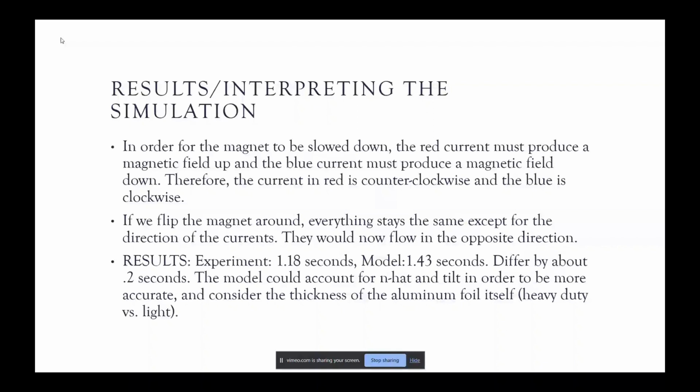The result of the experiment was that the magnet fell through it in 1.18 seconds, and in the model, the magnet passed through it in 1.43 seconds. They differ by about 0.2 seconds. The model could account for the tilt of the magnet in order to be more accurate, and it could also consider the thickness of the aluminum foil itself, because heavy-duty aluminum foil is thicker than a light one.